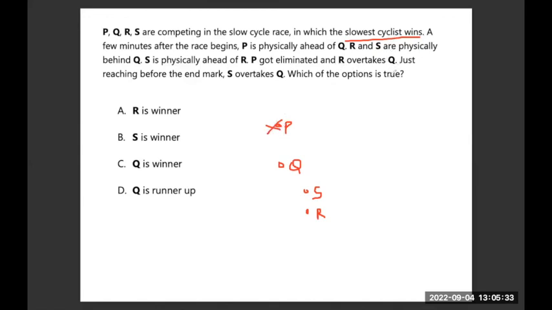R overtakes Q. This person will overtake Q and come somewhere here, maybe. So here is the new position of R, R1 I'm saying. Just before reaching the end mark, S also overtakes Q. So we don't know if it is ahead or here, but somewhere ahead of Q for sure.